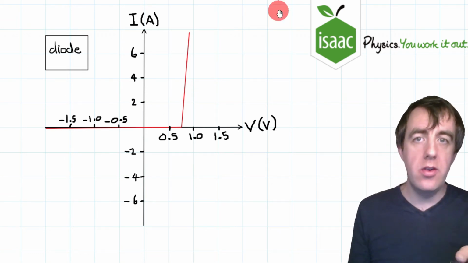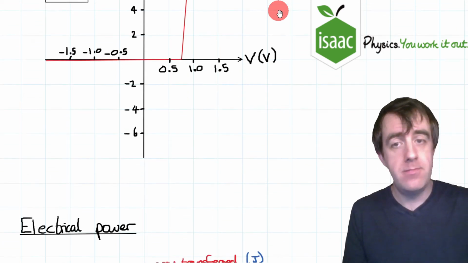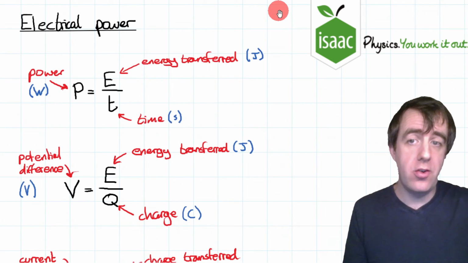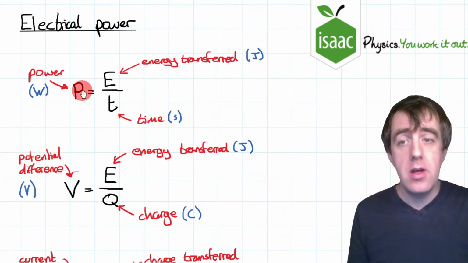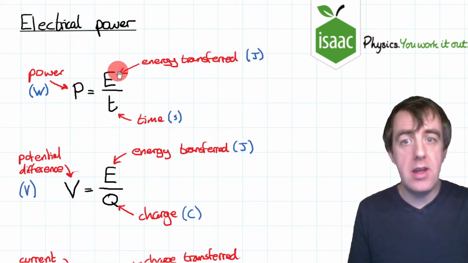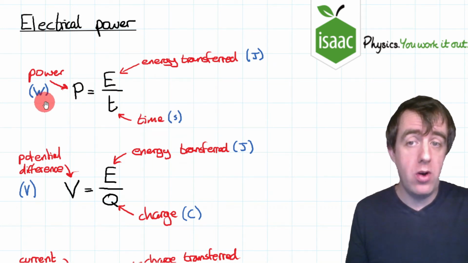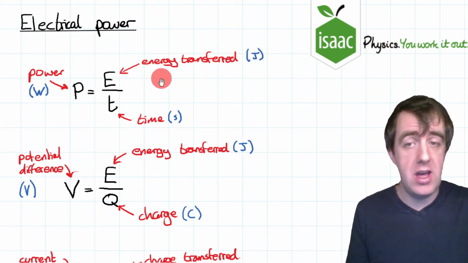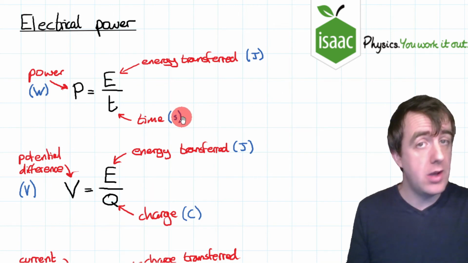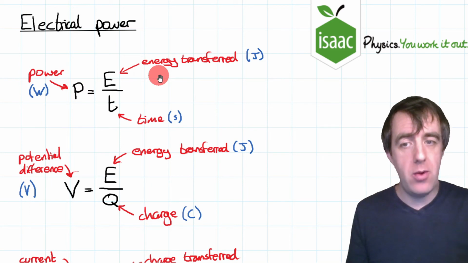The second thing we're going to look at in this session is electrical power. Now, there are some equations for electrical power, and I'm going to quickly derive those now. A reminder, power in general is an amount of energy transferred divided by the time it takes to transfer that energy. Power is measured in watts, that's a capital W. Energy is measured in joules, that's a capital J. Time is measured in seconds, it's a lowercase s. So that equation is the general equation for power.